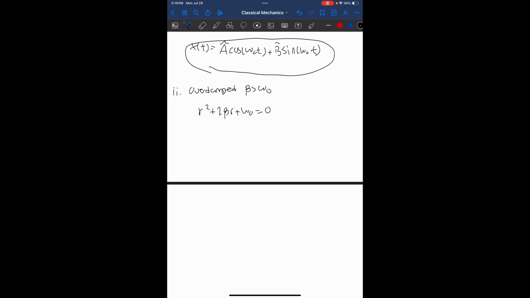We can use the quadratic equation to solve this. We're going to get r plus and minus is equal to minus 2 beta over 2 plus or minus the square root of 4 beta squared minus 4 omega naught squared, divided by 2. We can factor out the square root of 4 and that becomes 2. So this becomes minus beta plus or minus the square root of beta squared minus omega naught squared. And now you can see why we defined 2 beta to be lambda over m, because it helps us factor out this 4.